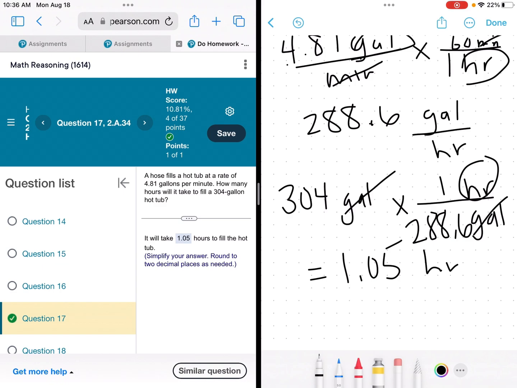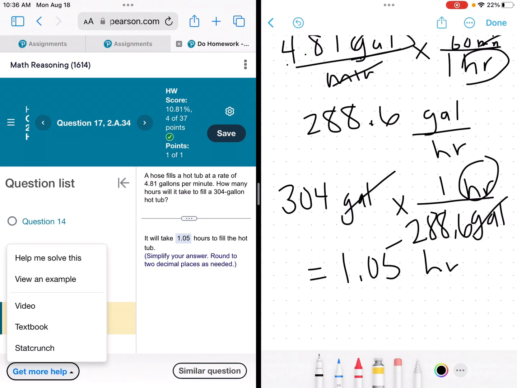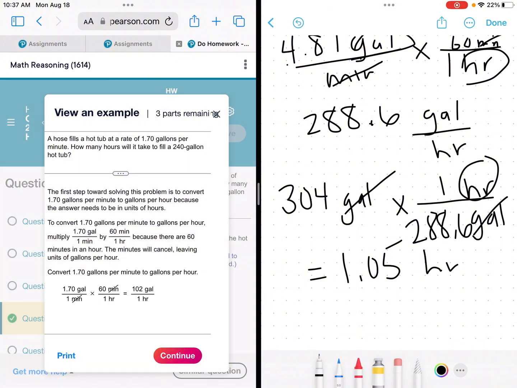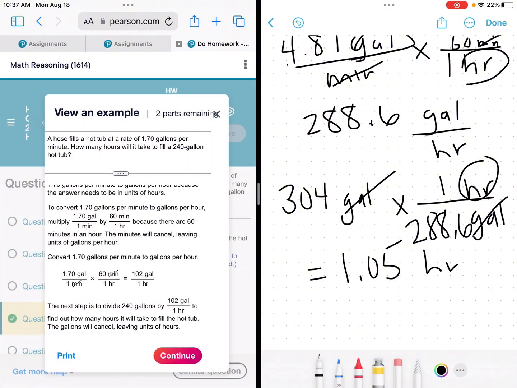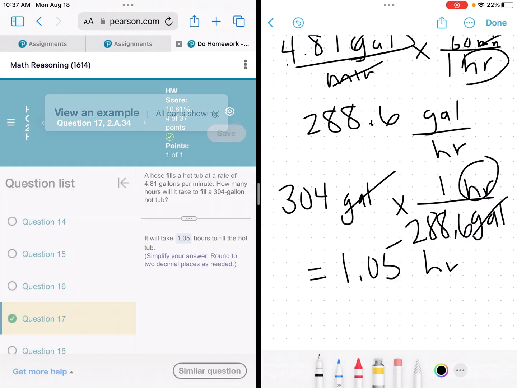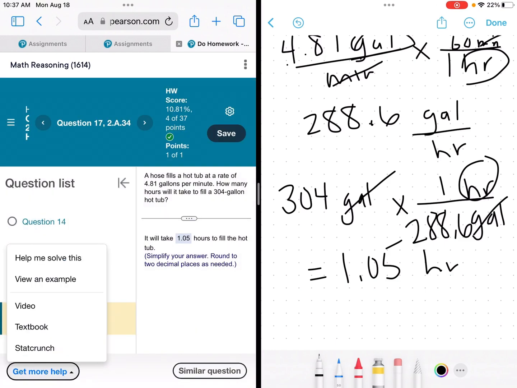So there's a quick look at the homework. I wanted to go over those problems with you guys. Hopefully that is helpful. Again, take a look at the textbook, the ebook, and if you need help, click on View an Example, and it will step you through a very similar problem to what you're working on. That's kind of what it looks like. There should be a View an Example on most of these problems that you have for your homework.